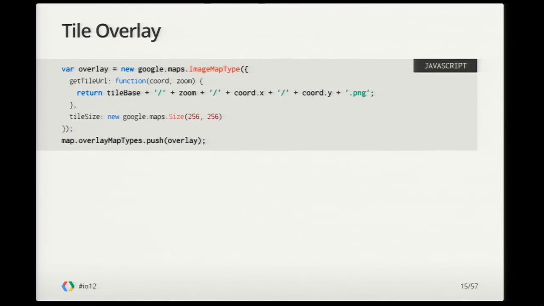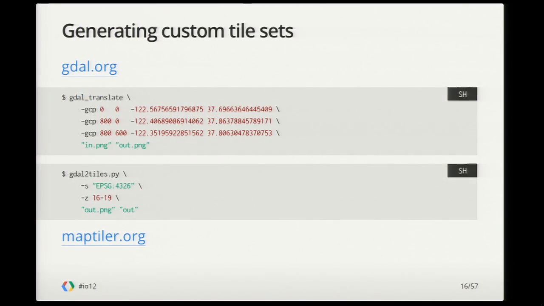Now, the I/O Android map has about 1,000 tiles for that small area, and you can imagine that generating these tiles is a little difficult. So we have some really great tools that are also open source, and they help you generate these tile overlays. The first one, GDAL Translate, essentially encodes some location information into the image. We can see here we're converting between pixel coordinates and positions on the Earth. And then we can use GDAL to tiles or the MapTiler project to generate a tile pyramid.